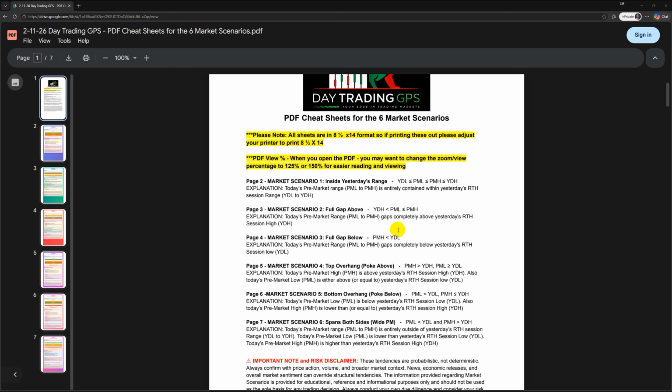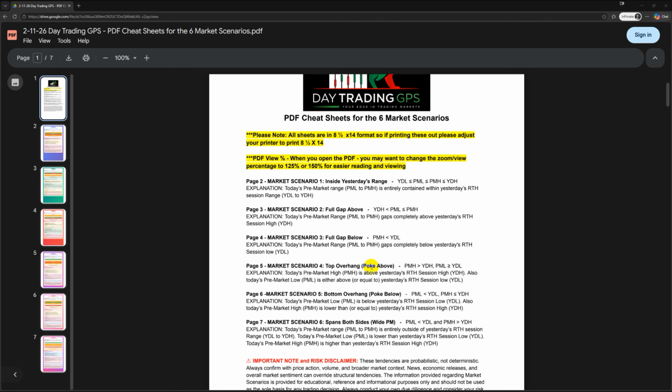So the difference is that full gap above means that the entire pre-market range, pre-market low to pre-market high, is above yesterday's daily high, not just that the open is above yesterday's daily high. So this is more of a true full gap where the entire pre-market range is above yesterday's daily high. And same in reverse for a full gap below. The entire pre-market range gaps completely below yesterday's RTH session low, YDL.